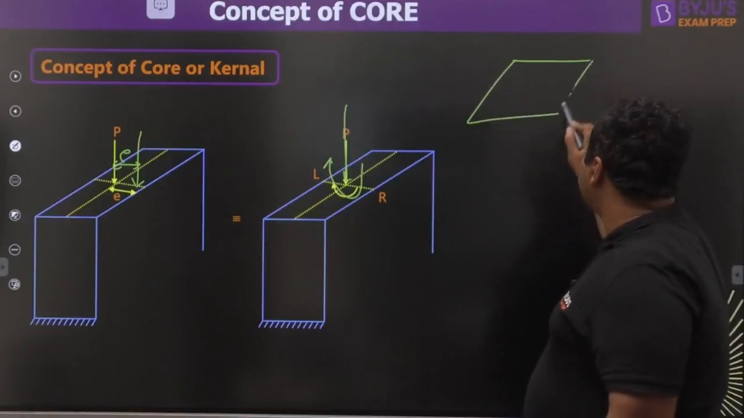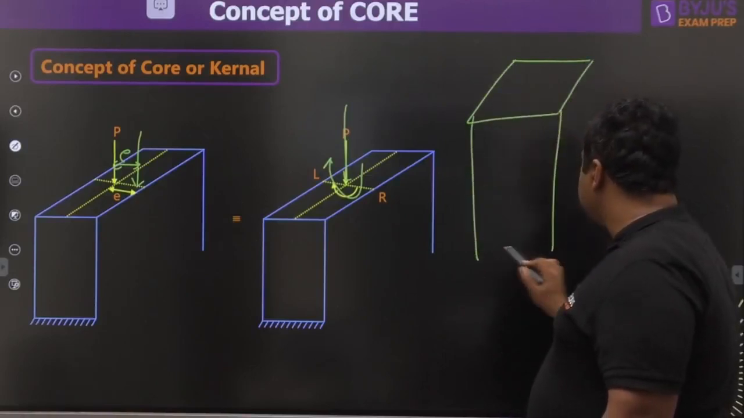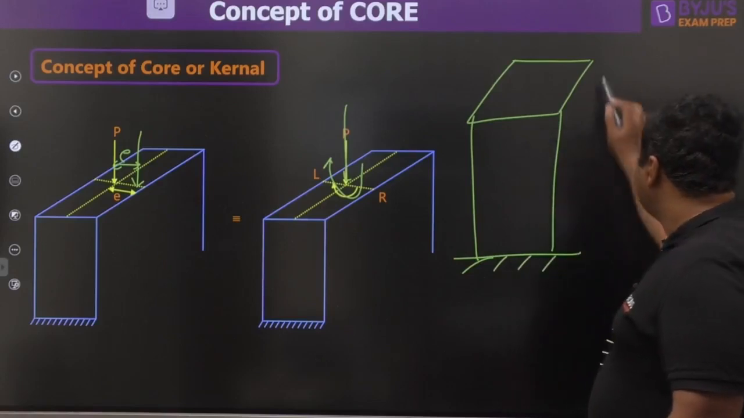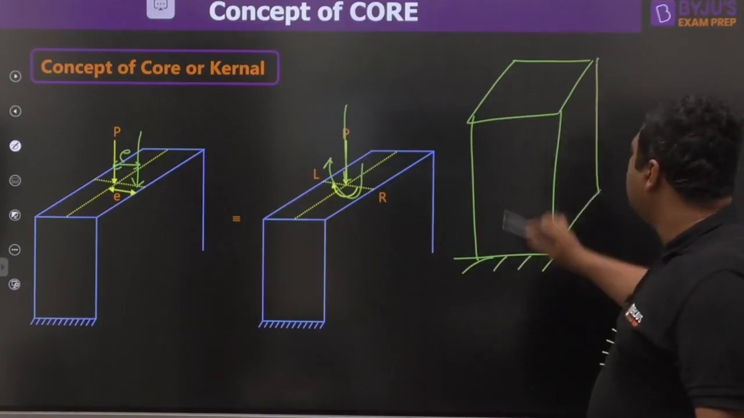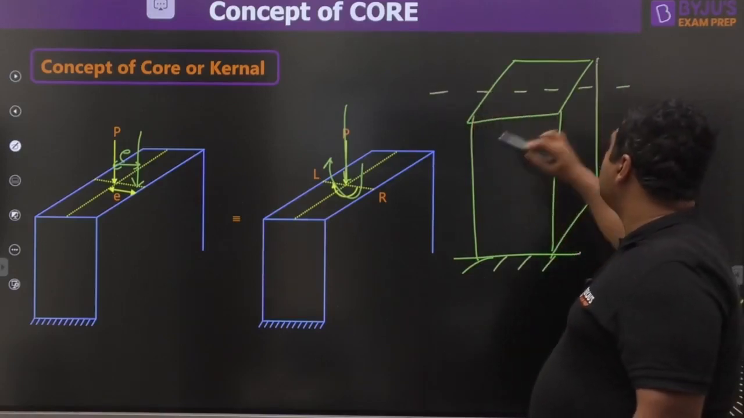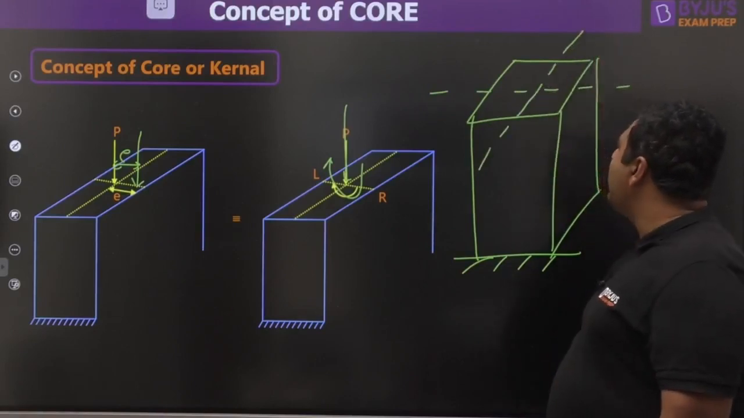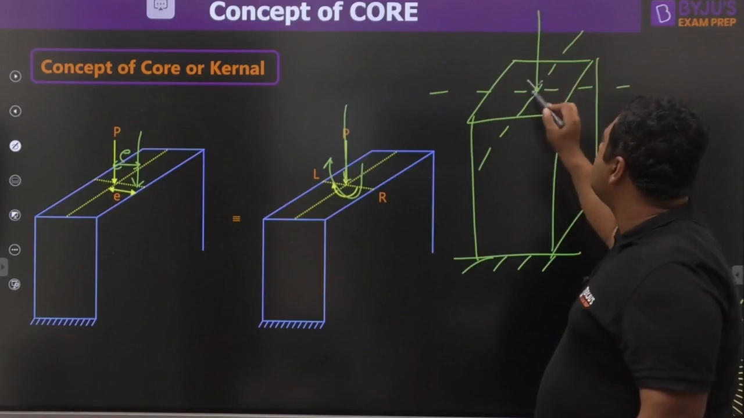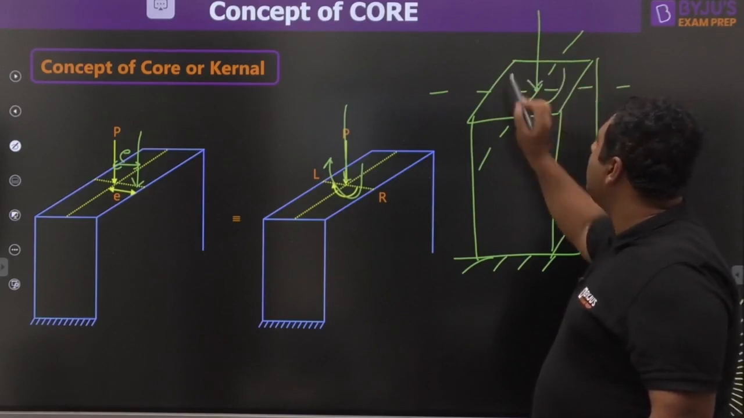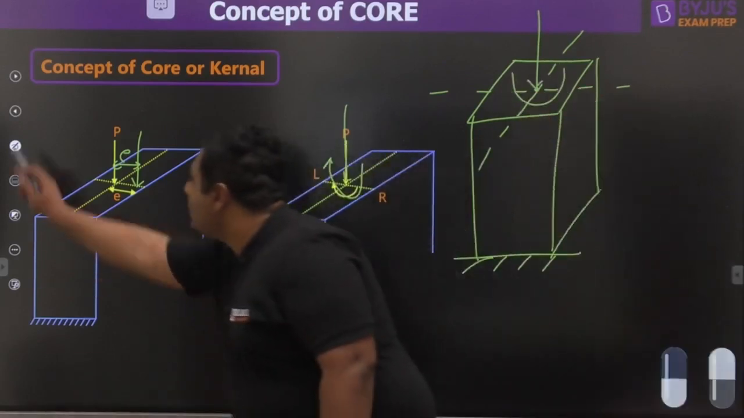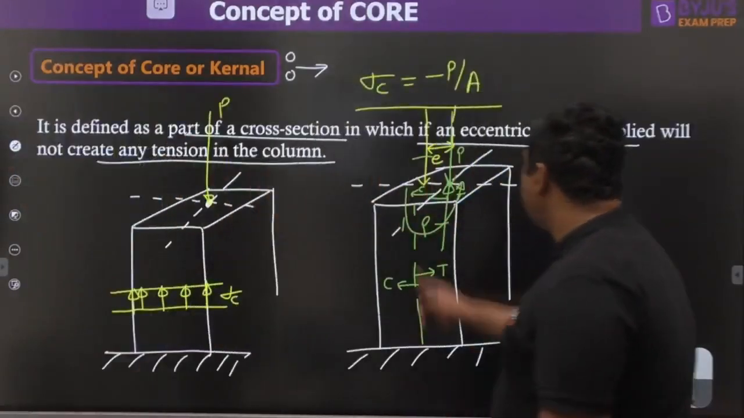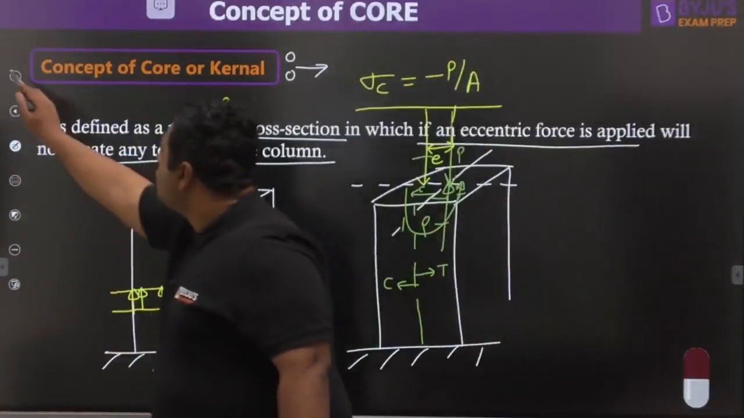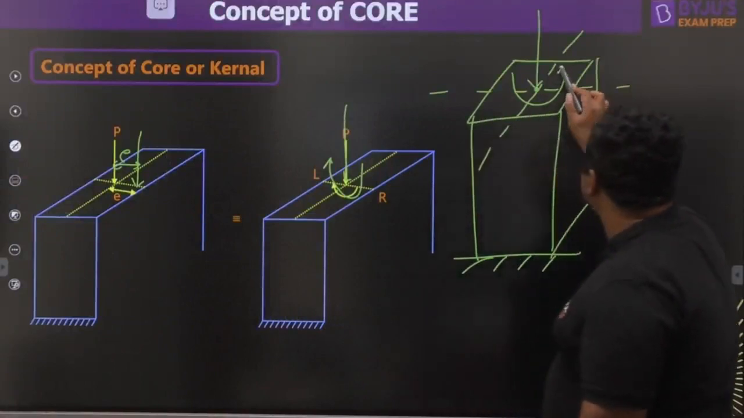If I consider our case, this is the column, the things are going to be the same only, and this is the cross section. So you know that if this is the force and this is the couple, let me show you in the previous slide where the couple was. The couple was like this only. So the couple is like this.